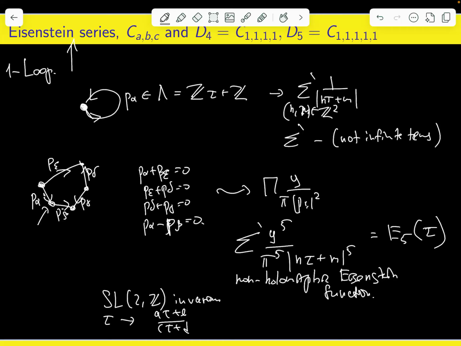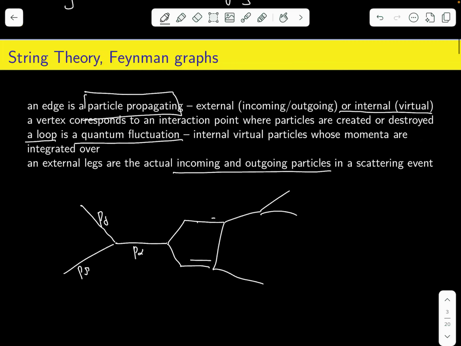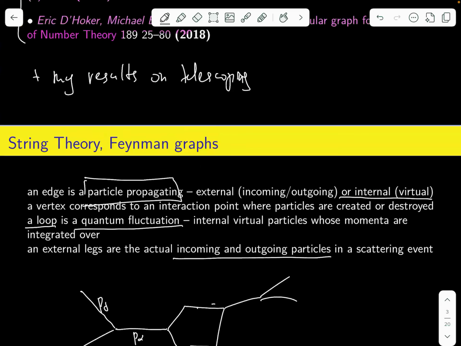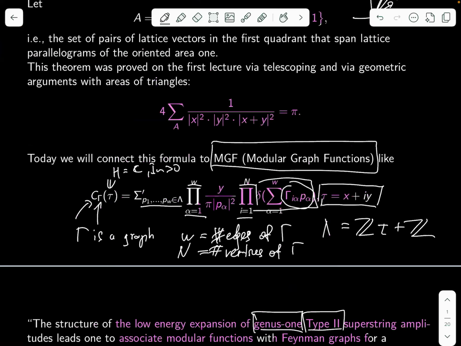Any questions so far? Could you go back one slide? I lost how you got y to the 5. Well, for every term here, I should have y divided by the label squared times pi. That's right. Thank you.